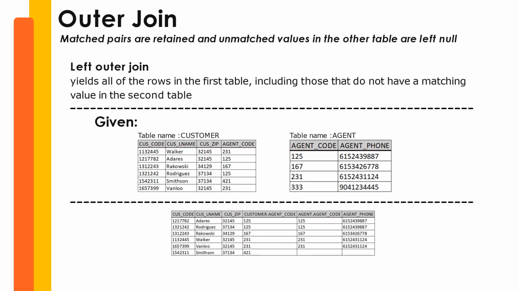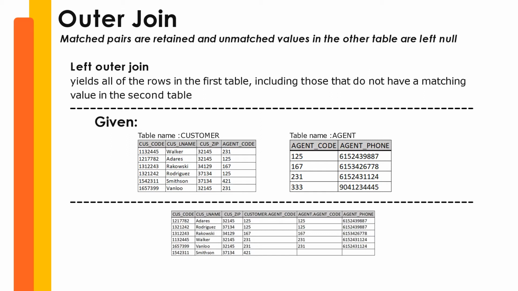Next, we have outer join. In outer join, matched pairs are retained and unmatched values in the other table are left null. For the outer join, we have left outer join and right outer join. In the left outer join, it yields all of the rows of the first table, including those that do not have a matching value in the second table.